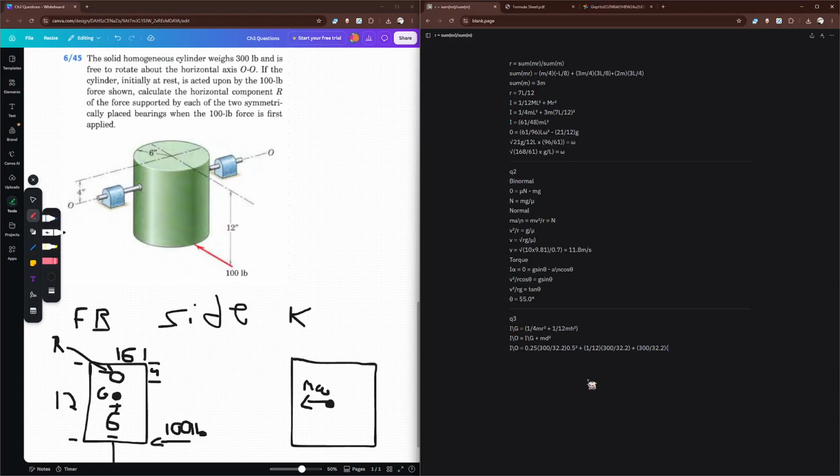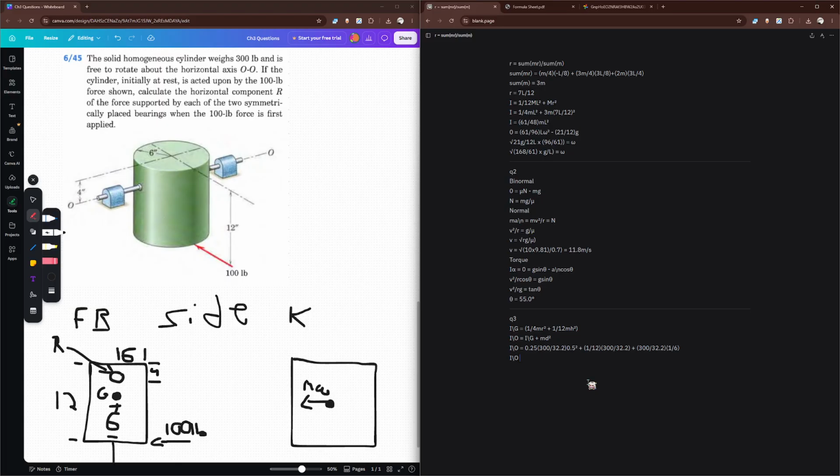So the distance is, as I already said, 2 inches. So that's, change to feet. What is 2 inches to feet? To convert, divide by 12, so 2 over 12, 1 over 6. 1 over 6 feet. That is your equation for I_O, right?